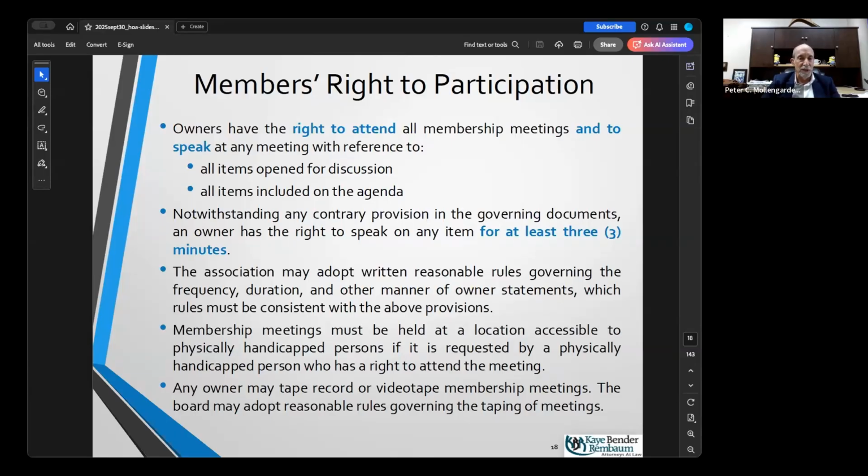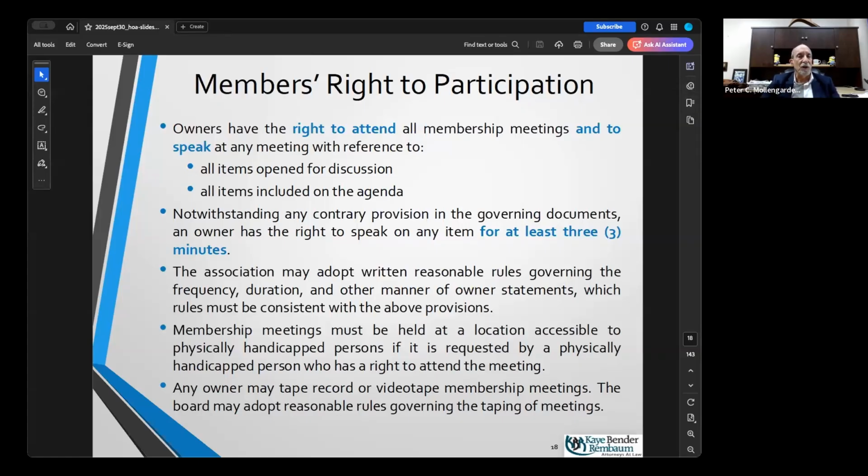You can also adopt reasonable rules governing the frequency, duration, and manner of owner statements, which rules must be consistent with what I just mentioned above. I would recommend you adopt those rules and you make them reasonable. If you're having difficult meetings, then I really encourage you, advise you to adopt those rules. But even if your meetings are smooth and not problematic at this point, I think it's still good to have reasonable rules governing the manner in which and the frequency of owner statements.